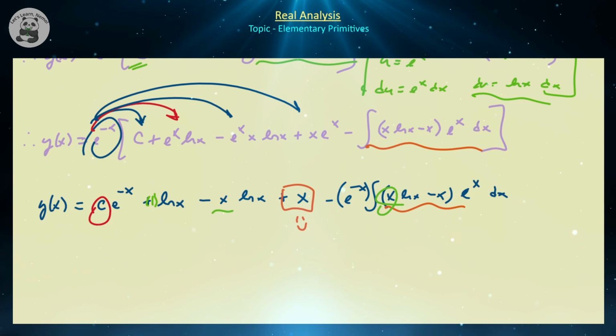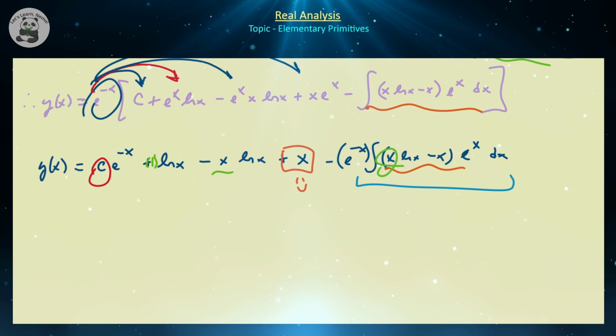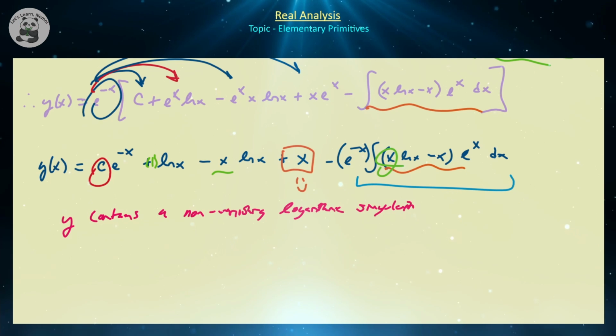So this function y will always contain a polynomial multiplied by a logarithmic singularity, right? And you should be able to prove that in some rigorous fashion using mathematical induction on that function, right? So once that is done, we can see that y contains a non-vanishing logarithmic singularity at x equal to 0.